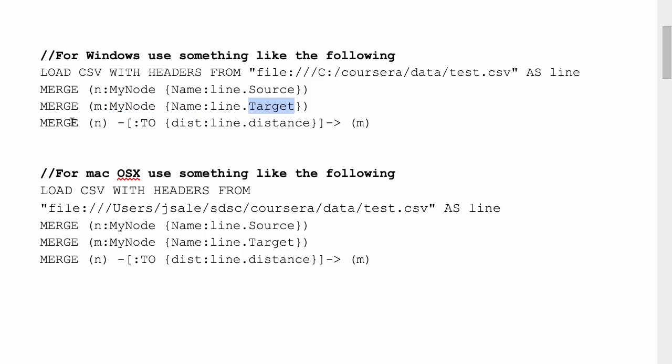Finally, we need to define our edge relationships. We're going to give each edge a label of the word to, and we're going to add a property called dist, which represents the distance, and we'll attach the values in the distance column from the particular line we're currently working on. So let's go ahead and copy this code and paste it into Neo4j and see what happens. Now I'm working on a Mac OS X machine, so I'm going to copy this code down here and perform the import operation.